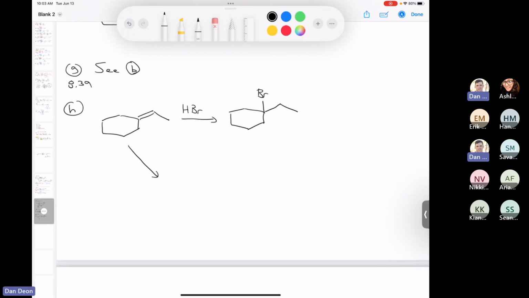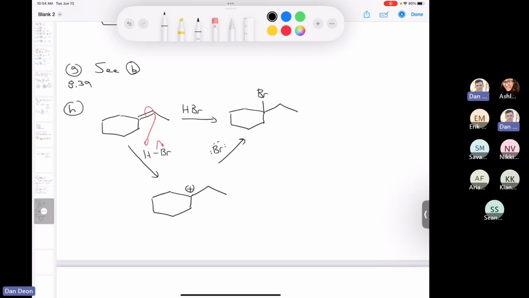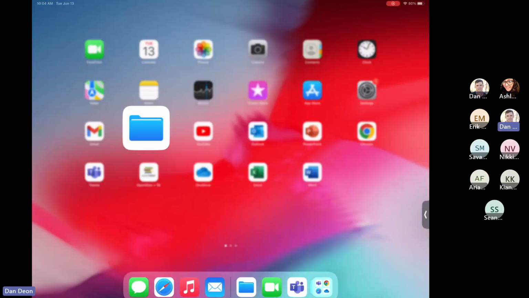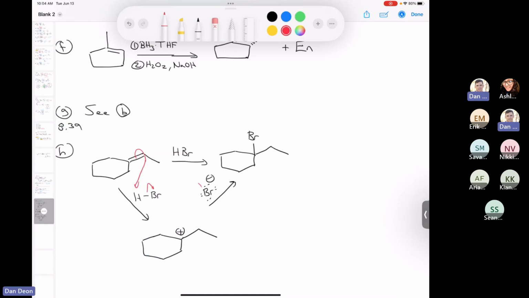We can practice our mechanism, right? The rich get richer. So we draw our curved arrow through here, pull off our proton, and then we end up making a tertiary carbocation like this. And then in the last step, the bromide comes in as a nucleophile. And we do a nucleophilic attack like this. That gives us the final product.